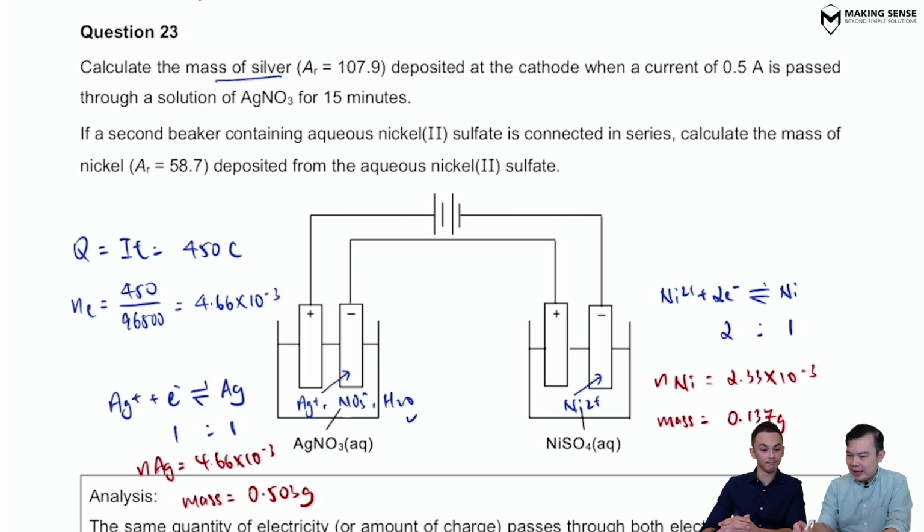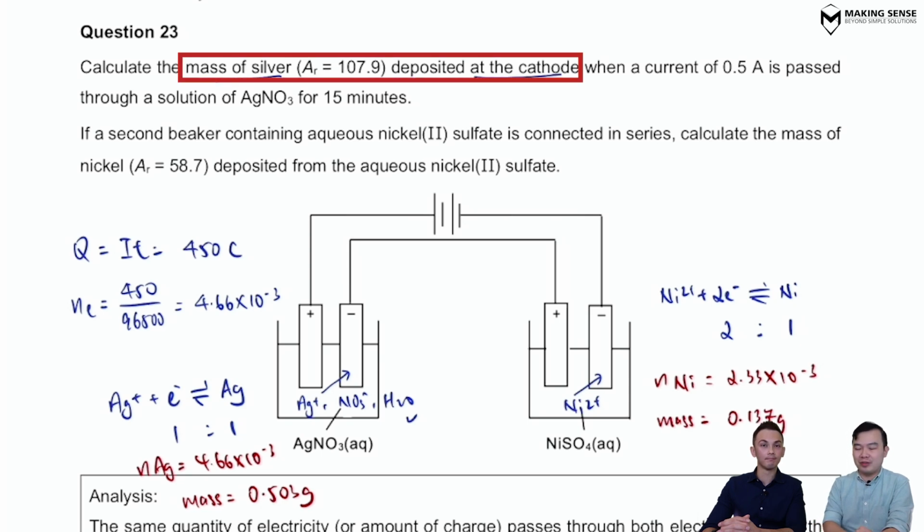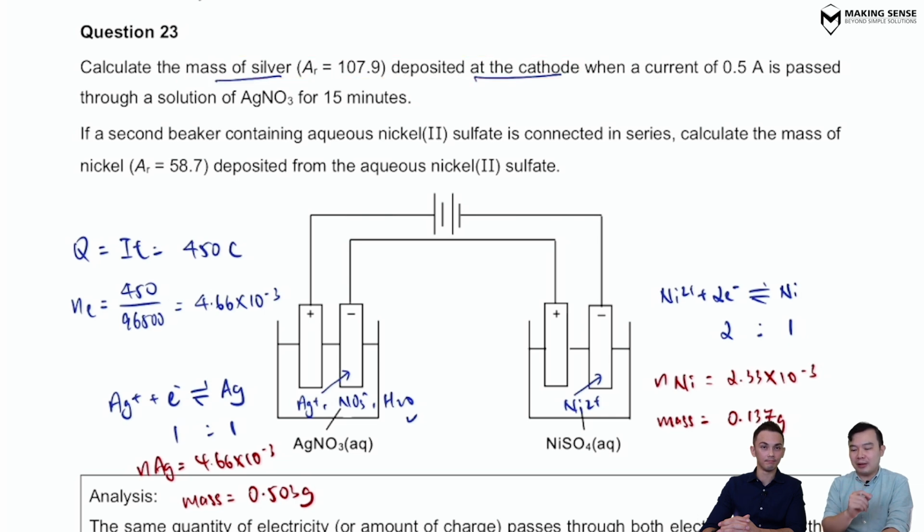Now, for this question itself, they are actually quite kind because they tell us that we're going to see a mass of silver deposited at the cathode. They have already done the steps for me. They realized that the Ag+ from the electrolyte is going to get discharged to give me solid silver.